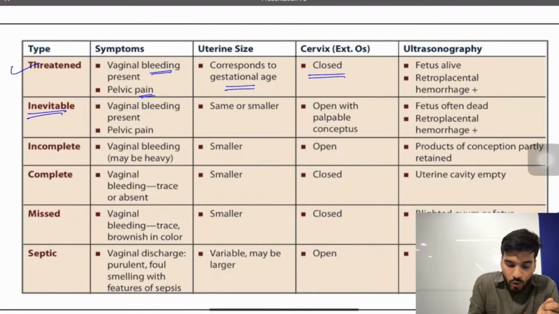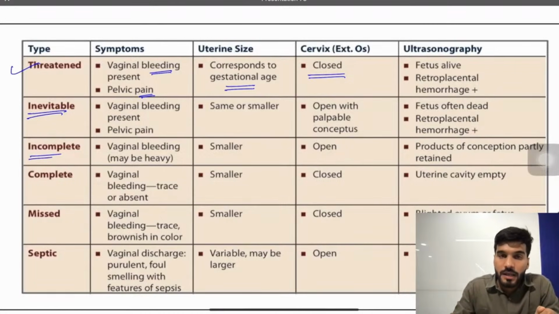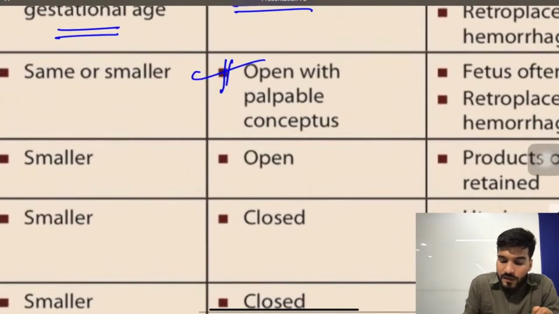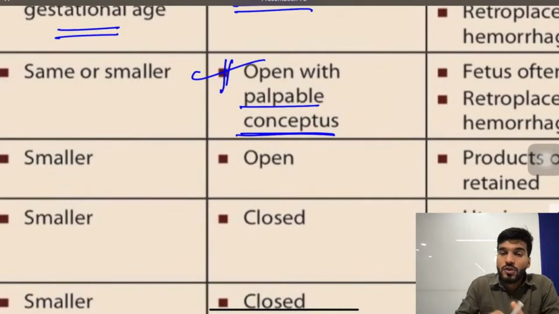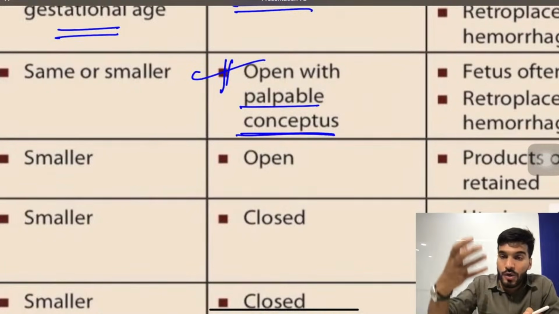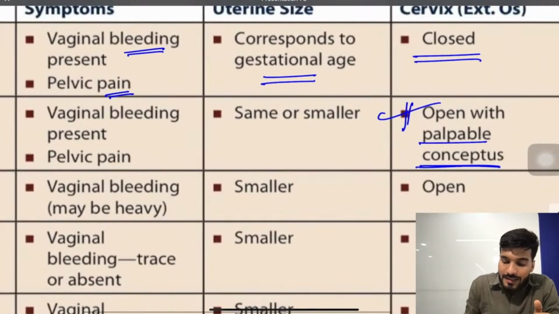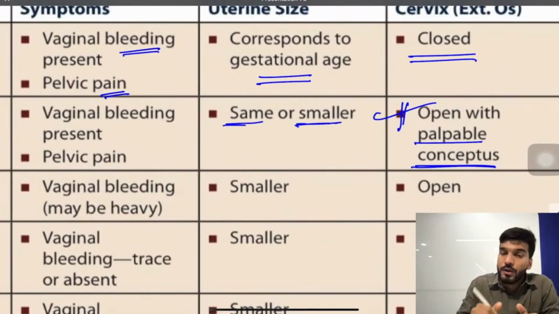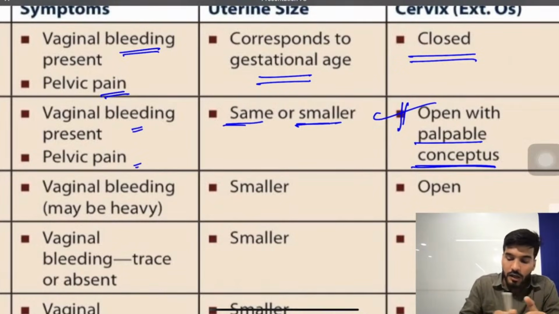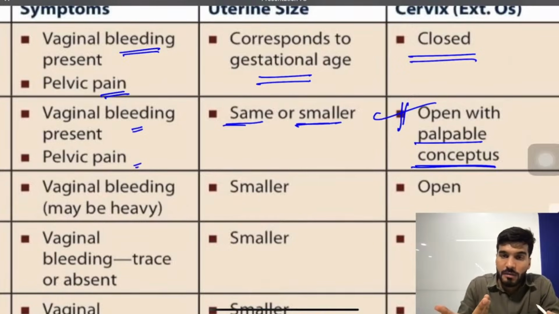Inevitable abortion: in both conditions, inevitable and incomplete, the os is open. But when you do the per vaginal examination in inevitable abortion, you will see the os open with palpable conceptus. That's what I have mentioned: the products are bulging or hanging, the process of expulsion is going on. The uterine size can be same or smaller. Again, bleeding and pain will be the clinical features present. Suction and evacuation will be the treatment.